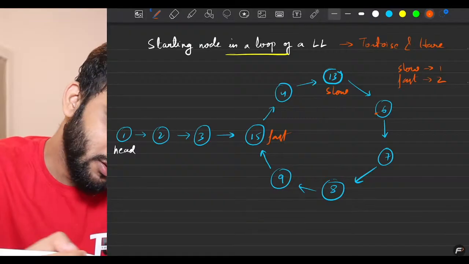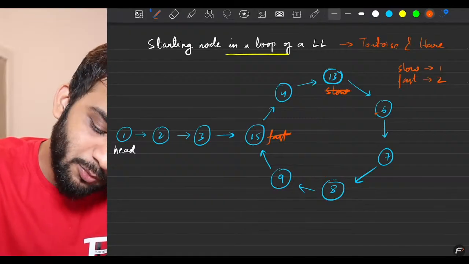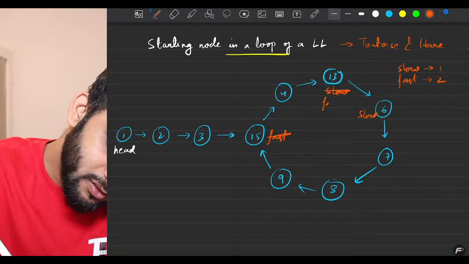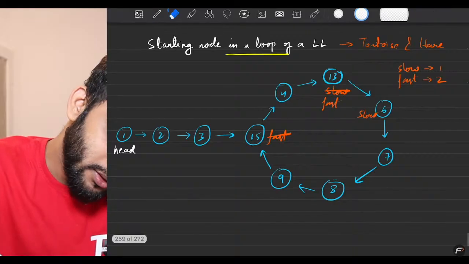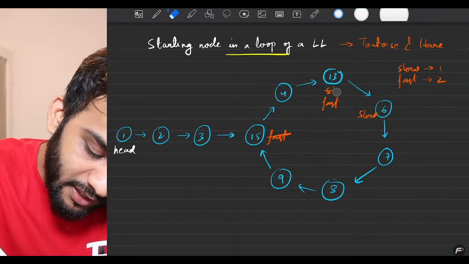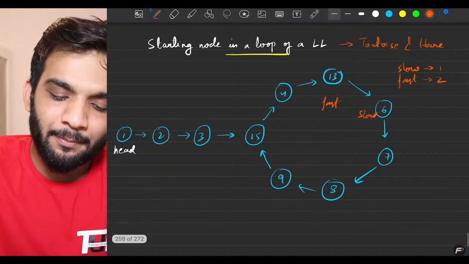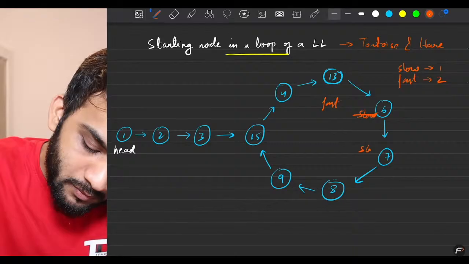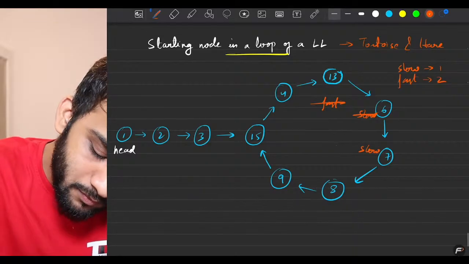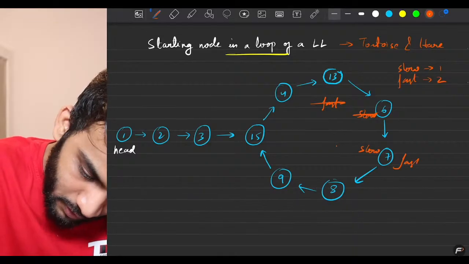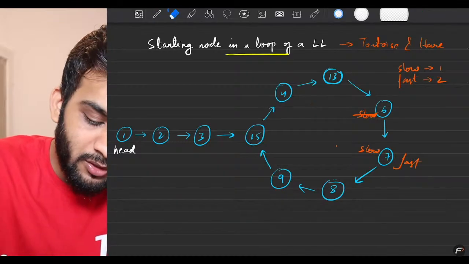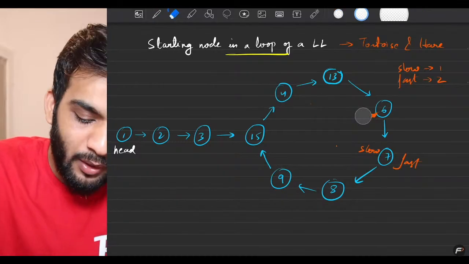What is the next step? The slow moves by 1 and the fast moves by 2. Perfect. If you carefully see, they are closing by. What is the next step? The slow moves by 1 and the fast moves by 2. Do you observe something? So basically they have collided.